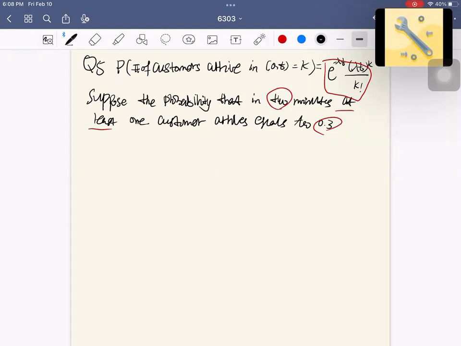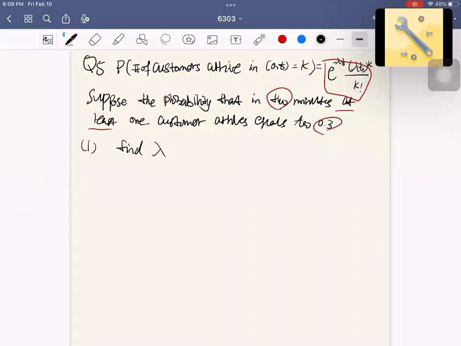Okay, let's look at the problem. The problem says the customer flow at a grocery store can be viewed as a Poisson process. We already know that in 2 minutes, the probability of at least one customer arriving equals 0.3. Question 1 asks us to find the lambda. So let's look at the question.